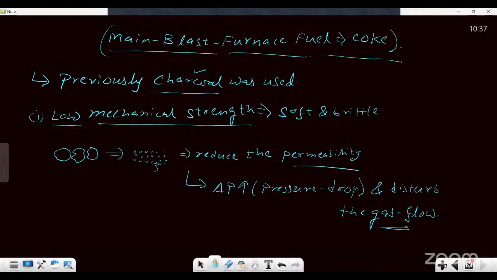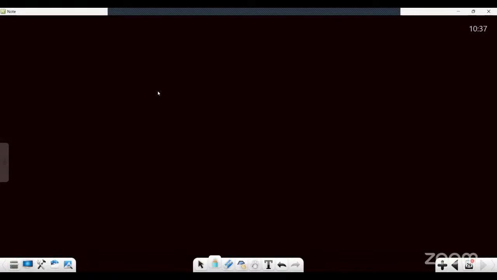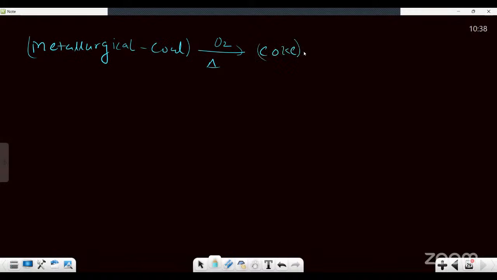Now the best alternative is available. What is the best alternative that we have now? The best alternative available is metallurgical coke. How is metallurgical coke formed? If we take coal and heat it in the absence of air, you will get the coke. How is coke more useful than coal? In the coke, the volatile matter is removed.